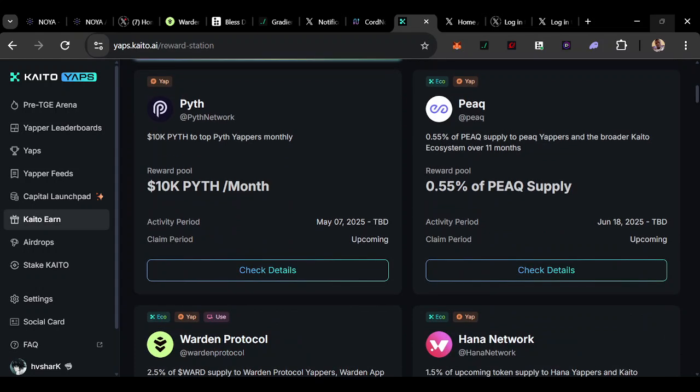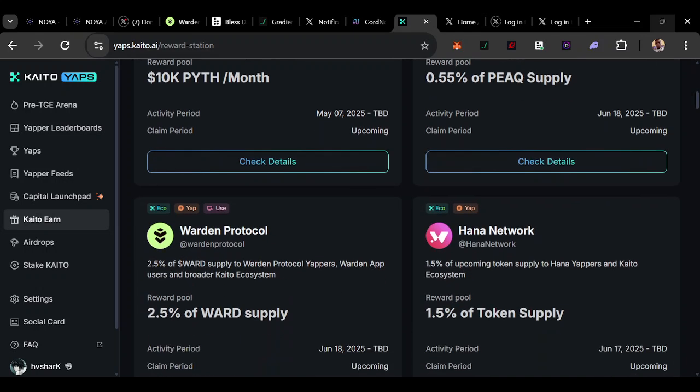Now another one you want to check out: you can see this one is giving 10k per month, so it's not really much. I won't really waste my time yapping about this one, Pipe. And then we have this one, Peak. This Peak is also given to both ecosystem users and yappers. This is giving 0.55% of Peak supply, which is also a good take.